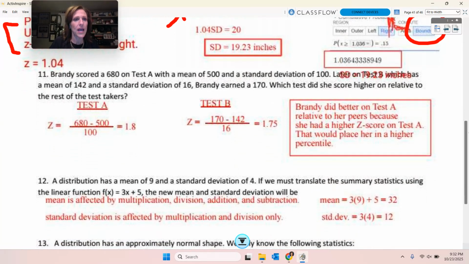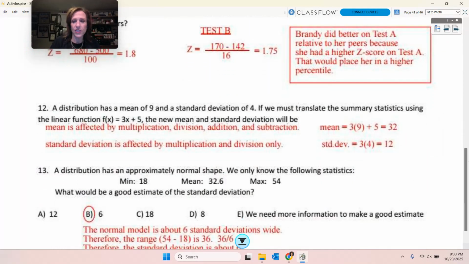Okay, so here's another one comparing two totally different tests that had different means and standard deviations, so we had to get that z-score. And so she did better because she had a higher z-score, also known as she was more standard deviations above the average on test A than test B. More standard deviations above the mean.